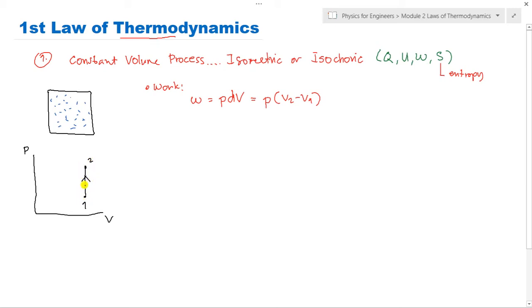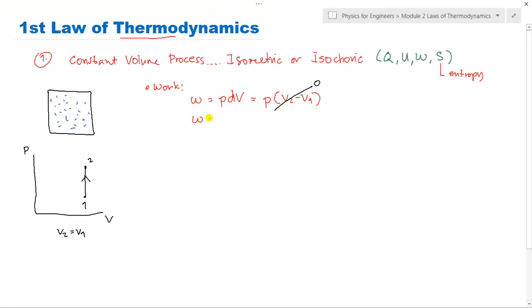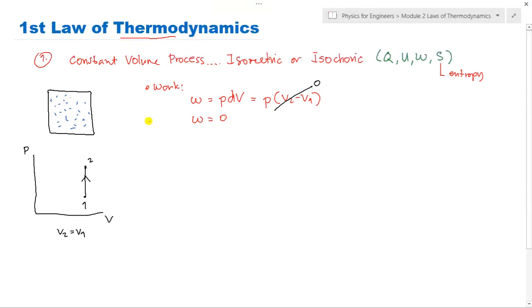If you see a straight line on the PV diagram, this is an isometric or isochoric process, meaning V2 is just equal to V1. Therefore V2 minus V1 becomes 0, so automatically our work is equal to 0. Therefore, for a constant volume process, our work is 0. Take note of that.